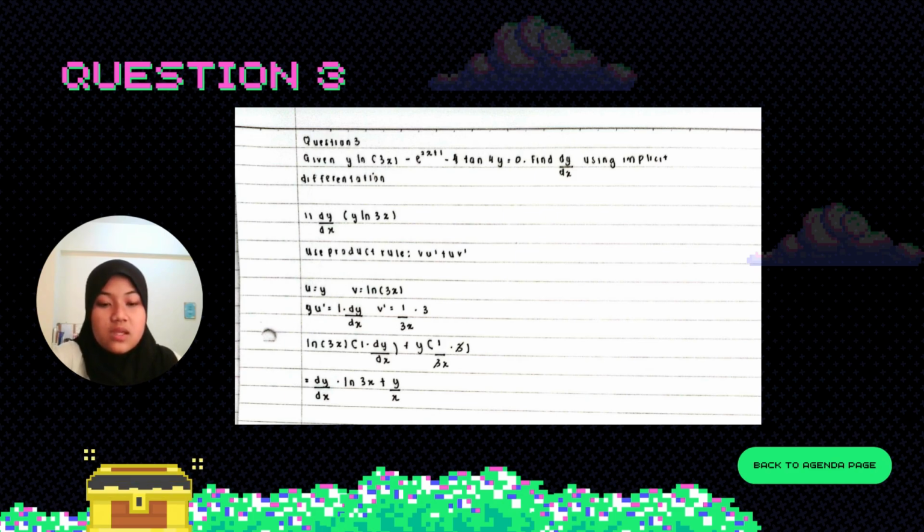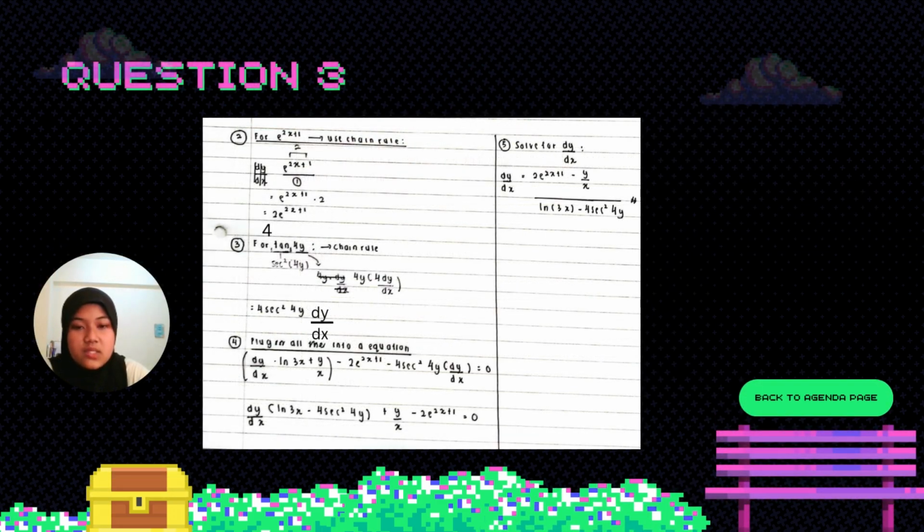Same goes to the v. The v is ln 3x. We know if we differentiate ln x, we will get 1 over x. But in this case, we have ln 3x. So the derivative of ln 3x will be 1 over 3x. But we need to differentiate the term inside too, which is 3x. If we differentiate 3x, we will get 3. So the final answer will be dy over dx multiplied with ln 3x plus y over x.